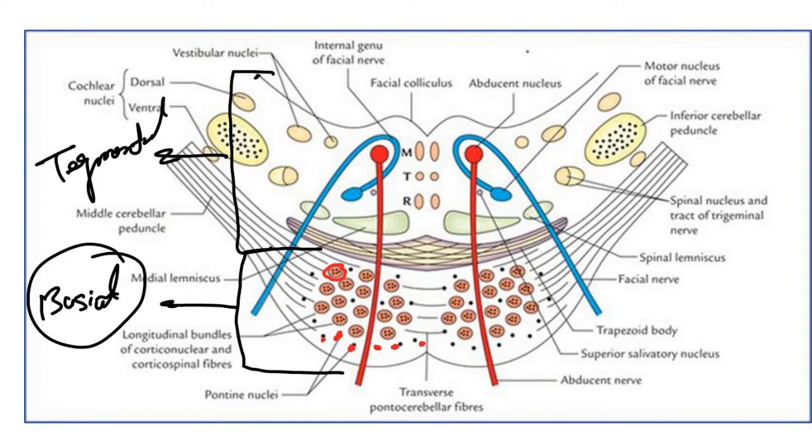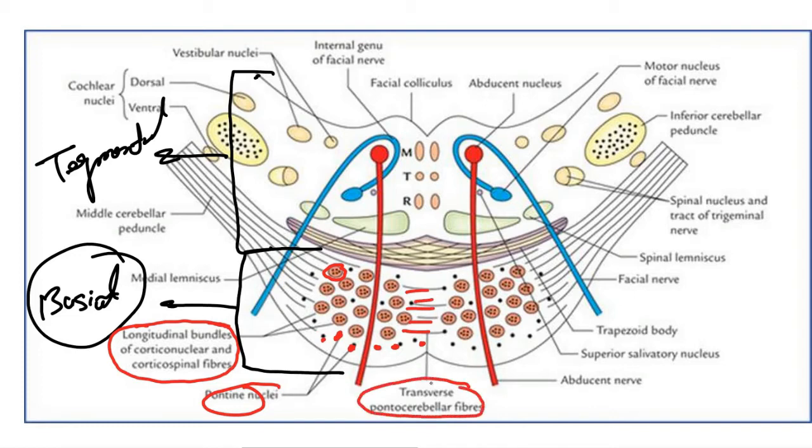These corticopontine fibers give rise to another transverse fiber called the pontocerebellar fiber that will go to the cerebellum. These things will be more clear when you read the cerebellum. As you can see here, the basilar part contains the longitudinal bundles of the corticonuclear and corticospinal fibers. This is the pontine nuclei, and here these are the transverse pontocerebellar fibers.